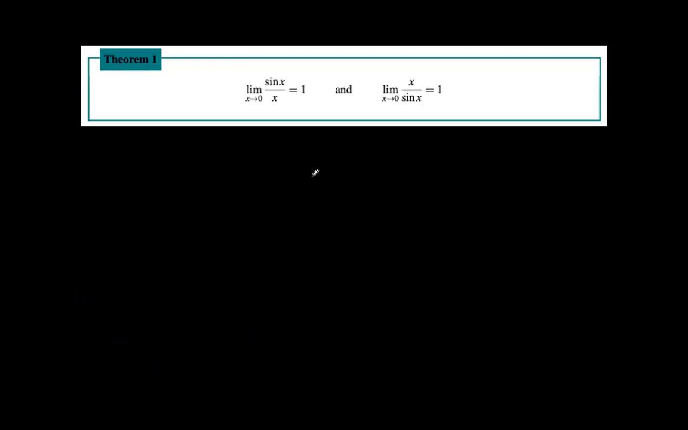All right, so let's move on to the limits of trigonometric functions part 2. Here, we will be applying another theorem for us to solve some more complex trigonometric functions. Theorem number 1 states that the limit of sine x over x as x approaches 0 is equal to 1, and the limit of x over sine x as x approaches 0 is equal to 1 as well. Now, considering the first theorem, how do we show that this second equation is true?